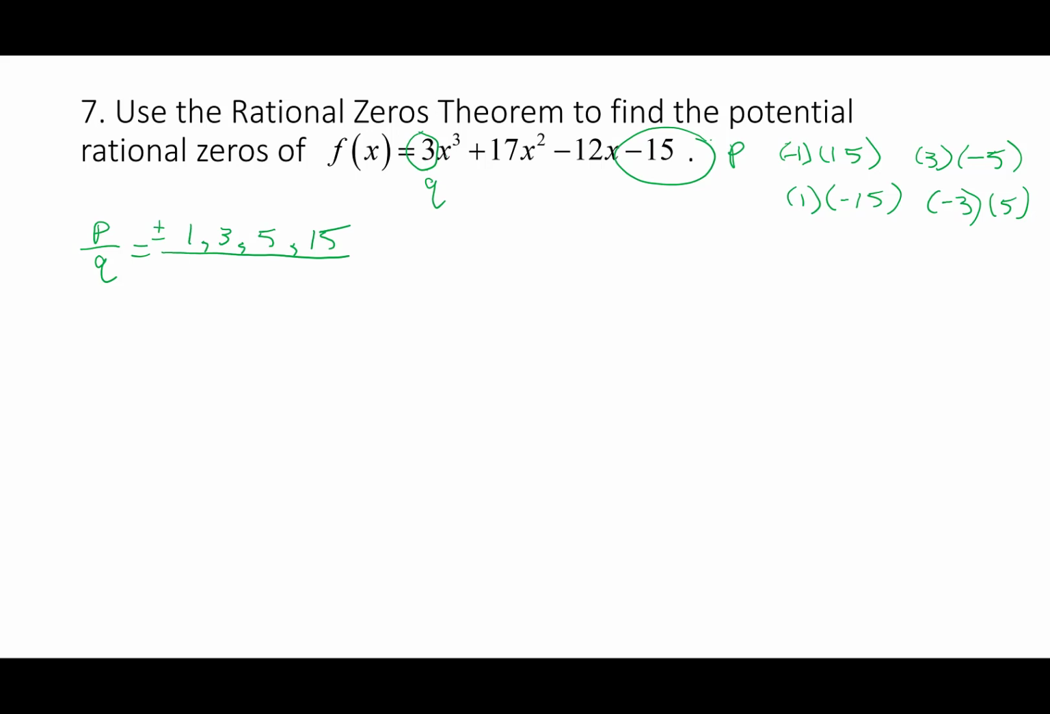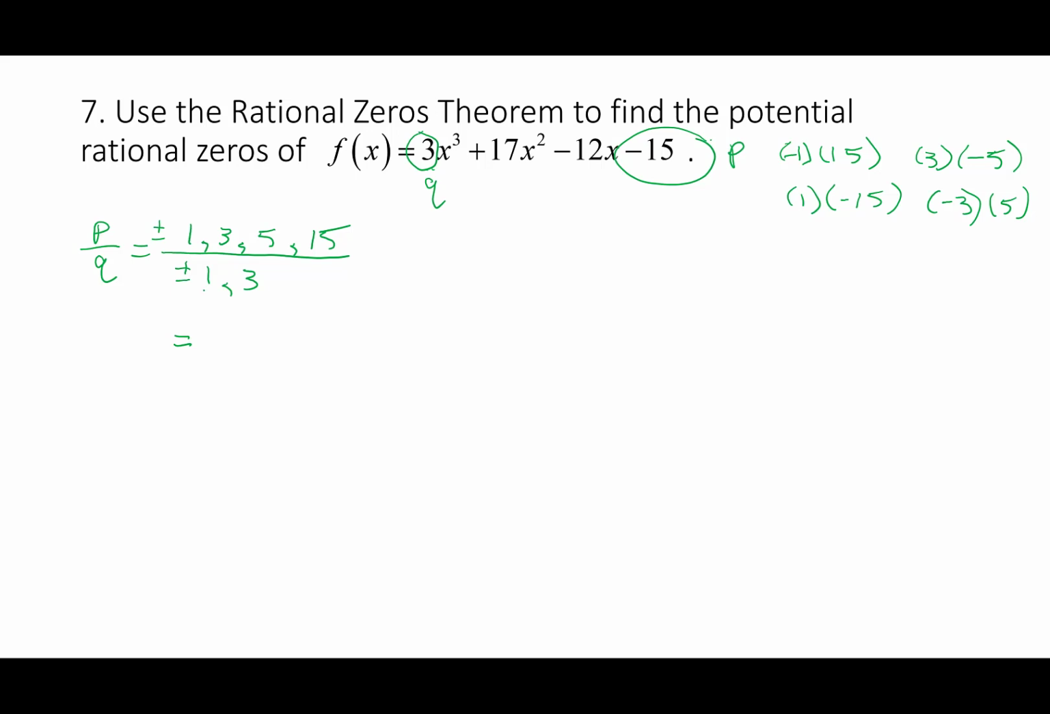Let's look at q. So what numbers could I multiply together to get 3 here? So 1 times 3 would work. Negative 1 times negative 3 would work. So for q's, I'm going to have plus or minus 1, plus or minus 3. And then we need to go through and figure out what are all the different possible combinations we could get here.